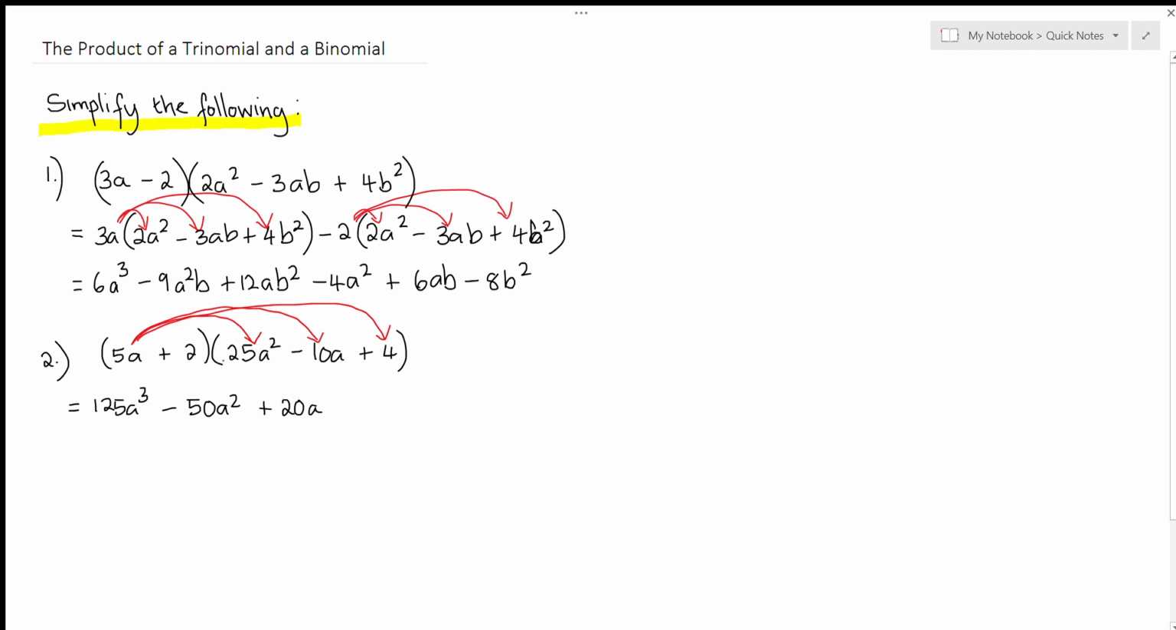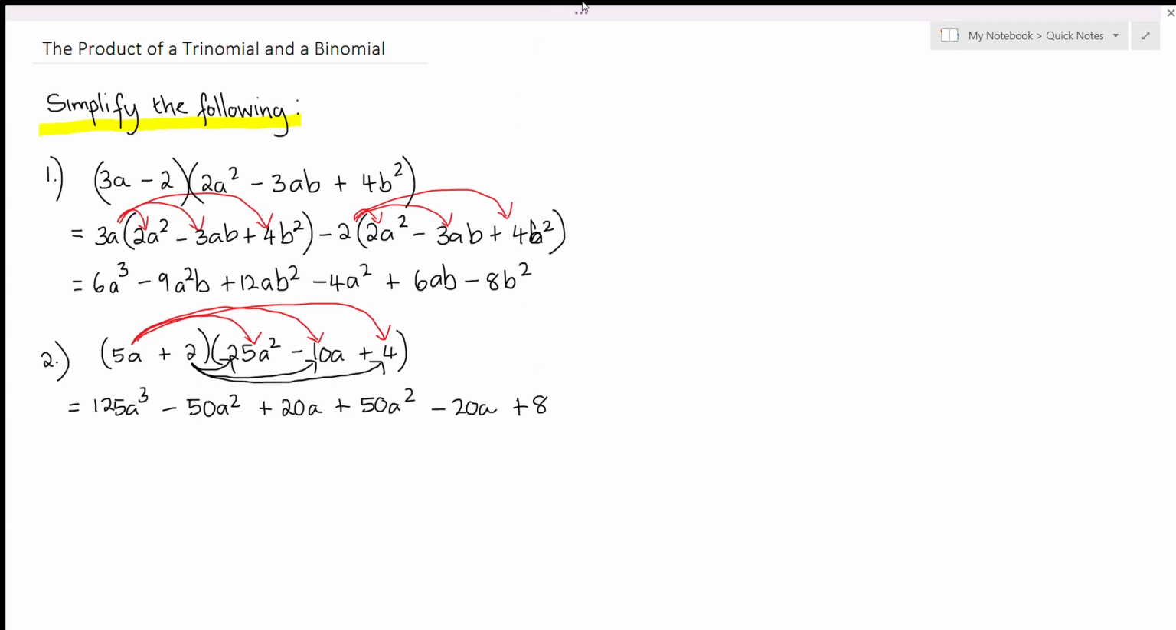Then we work it underneath with the second term, multiplying the second term of my binomial by each term in the trinomial. So 2 times 25a squared is plus 50a squared. Positive times a negative will give me a negative 20a. And then the last term is 2 times 4, which would give me 8.